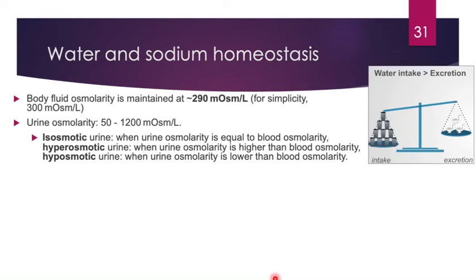Variations in water reabsorption produce variations in urine osmolarity. Urine osmolarity can vary from as low as 50 milliosmol per liter to as high as 1,200 milliosmol per liter. When urine osmolarity is equal to blood osmolarity, it is called isoosmotic urine. When urine osmolarity is higher than blood osmolarity, it is called hyperosmotic urine, whereas when urine osmolarity is lower than in the blood, it is called hypoosmotic urine.